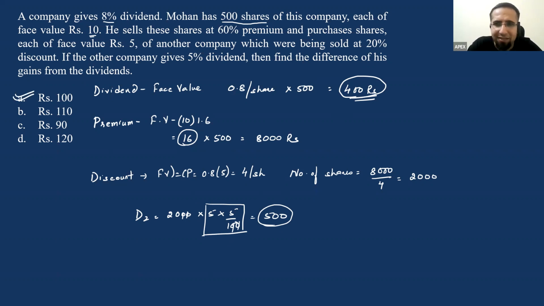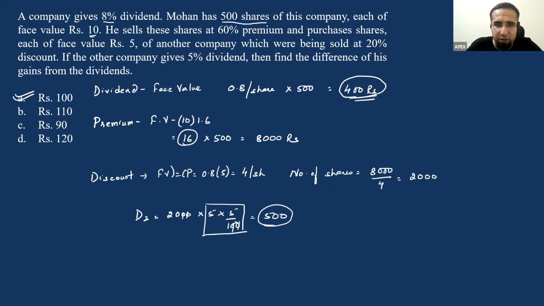So very simple question, but yes, we need to understand the basic terminology that dividend is on the face value of the share. Your premium is also given on face value and discount is also given on the face value. So if you understand these three terms, we should have no trouble here. But at the same time, if you feel that you are not comfortable with the term dividend, right?